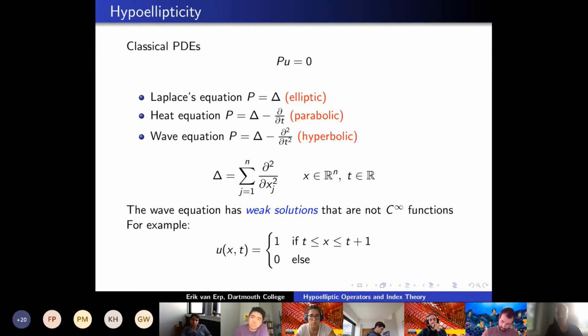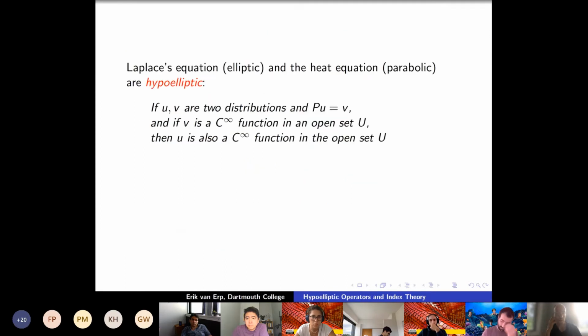So you definitely want to include those. They're useful for various reasons. However, the other two, Laplace's equation and the heat equation, the elliptic one and the parabolic one, are what are called hypoelliptic. I wrote the definition because I feel if you talk about hypoellipticity, you should at least give the definition. But we'll see the definition is not that important.